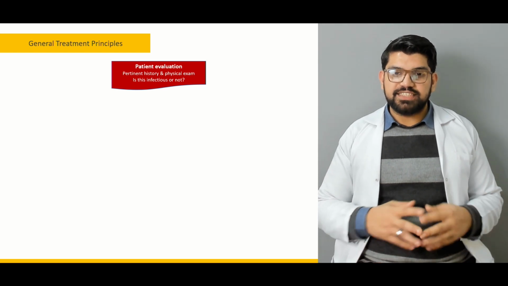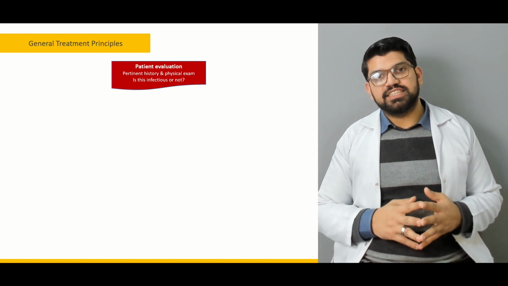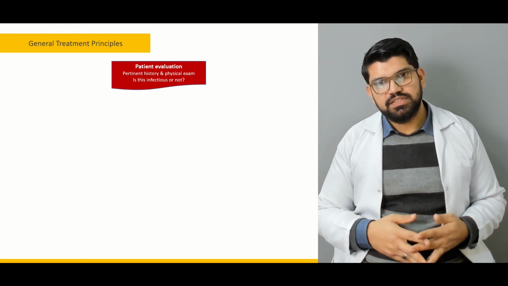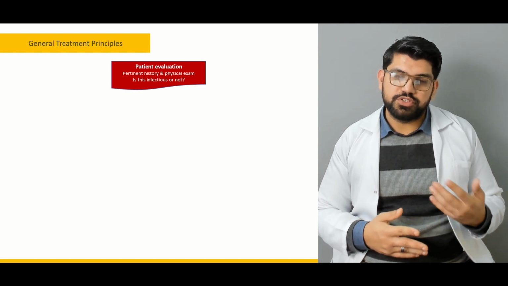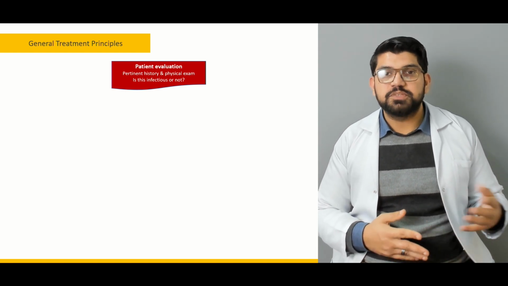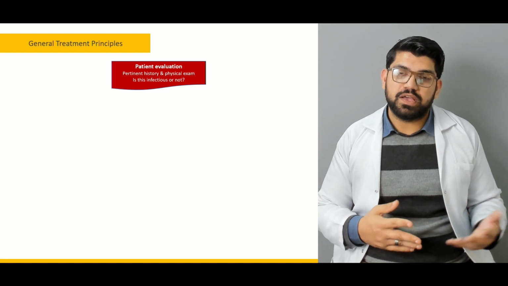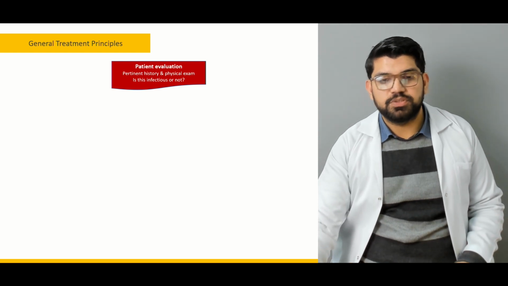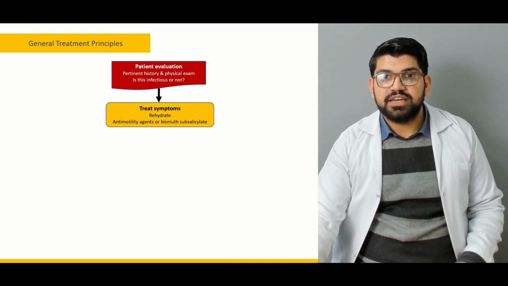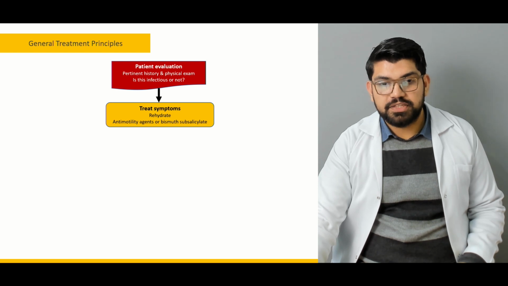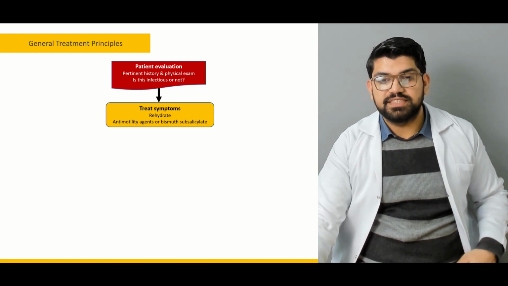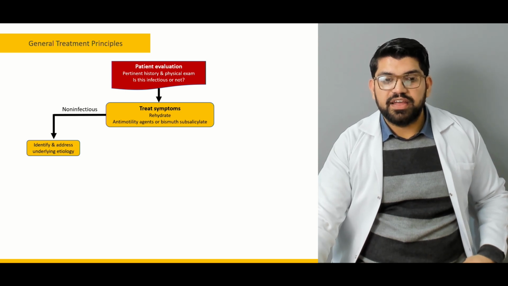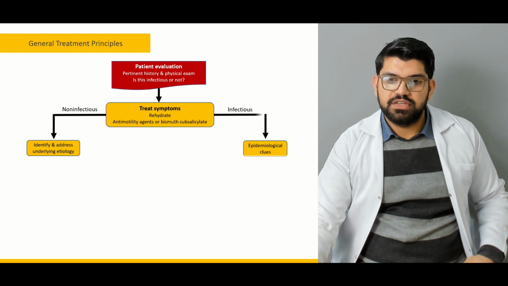Pertinent history and physical examination: is this diarrhea due to infection or something else? Is it due to a viral etiology? If this patient has toxic megacolon or surgical issues that are causing the diarrhea, these need to be ruled out. Rehydrate, antimotility agents, or bismuth salicylate. Non-infectious: identify and address the underlying etiology.